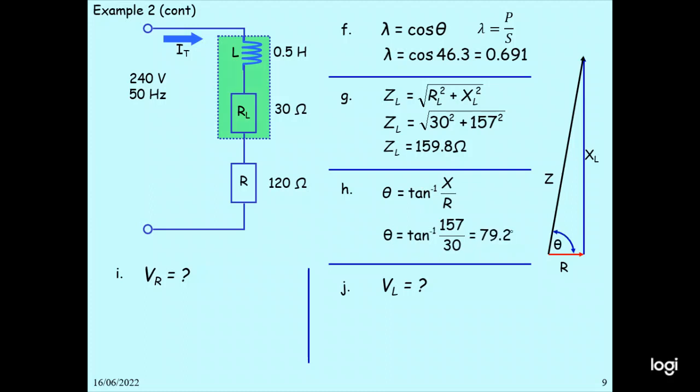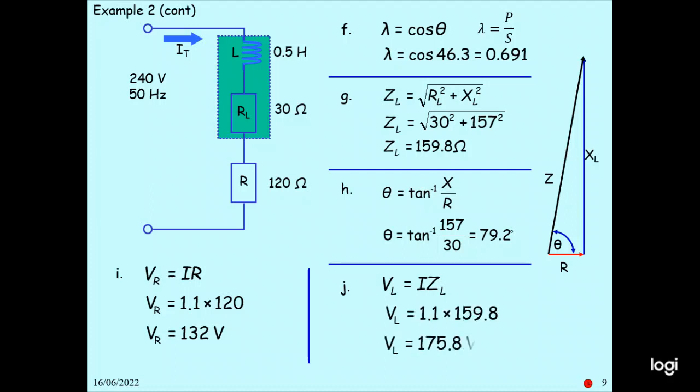VR equal to I into R. So then 1.1 into 120, 132 volt. VL equal to I into ZL. So then 1.1 multiplied by 159.8, 175.8.